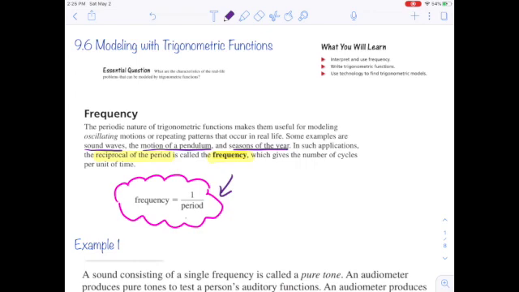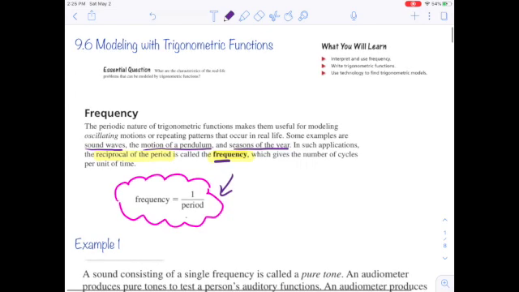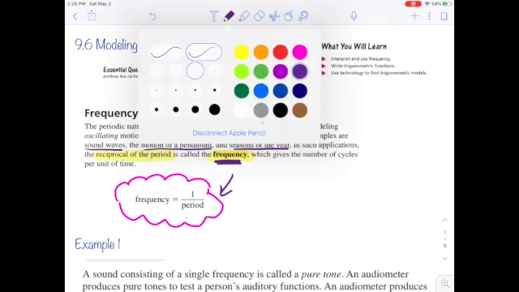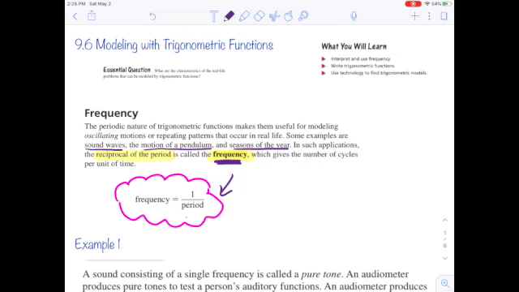In these situations, the reciprocal of the period is what we call frequency. This gives you the number of cycles per unit of time. We have pretty much our definition: your frequency is equal to the reciprocal of period, which is 1 over period. You can take that a step further and say, well, I know what my period equation is. That's just 2 pi divided by b. So we know the frequency is just a reciprocal of our period, so that would just be b divided by 2 pi.